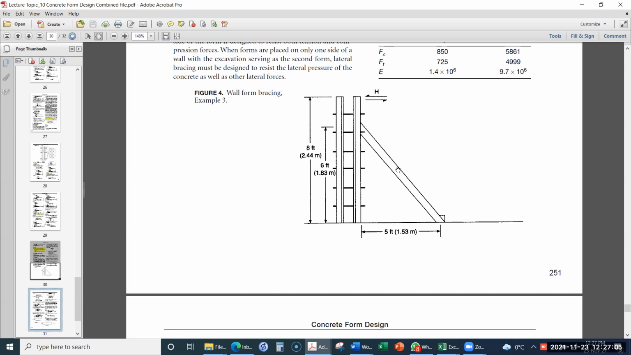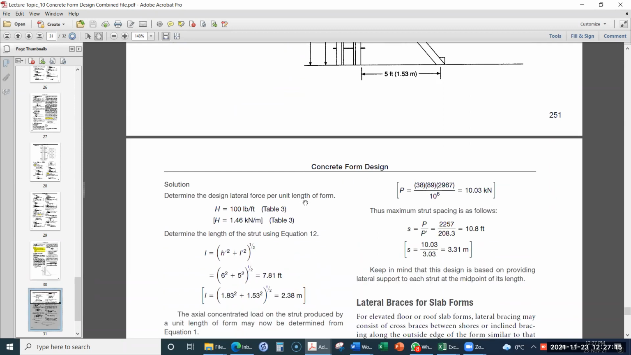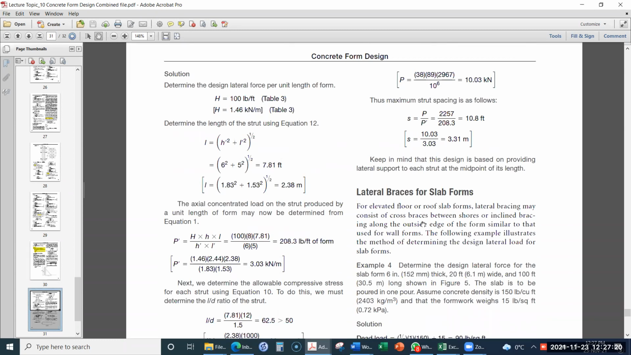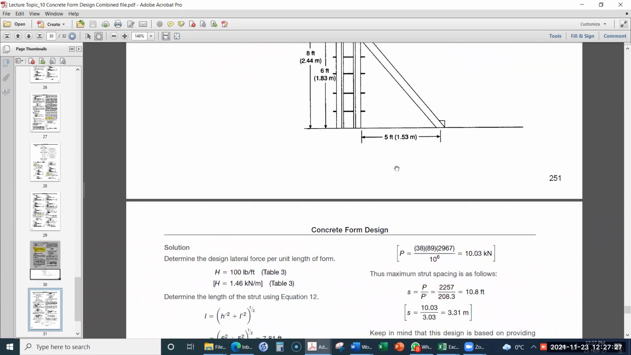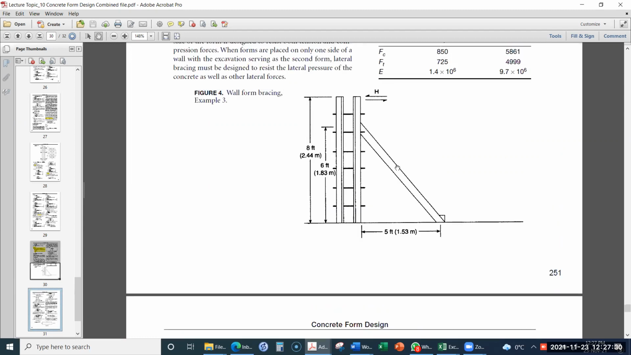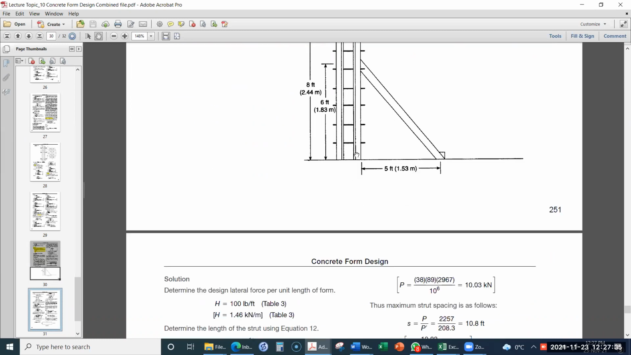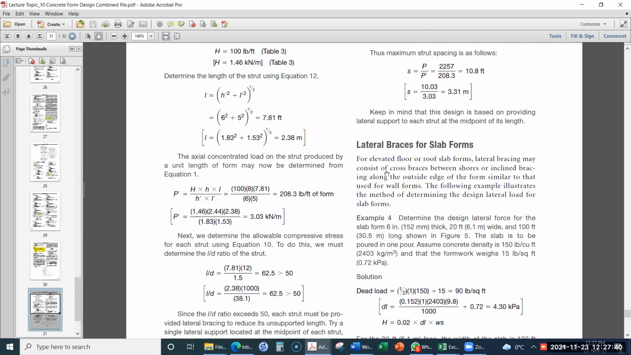And remember that a lateral support for these struts is also to be provided. We did not actually provide the dimensions for the lateral support, but that can be any suitable lateral support, preferably the same dimension as these struts. So in this way, the lateral braces for the walls and column forms can be designed. Okay, do you have any questions about this example?